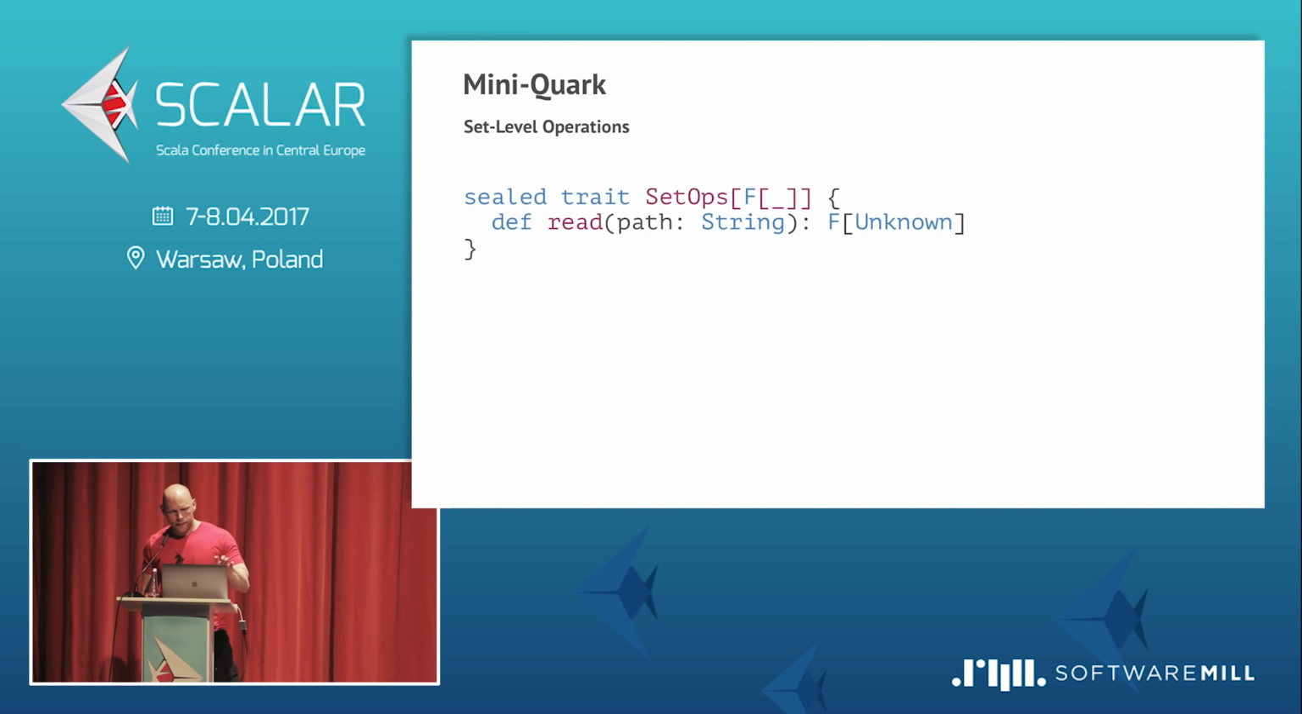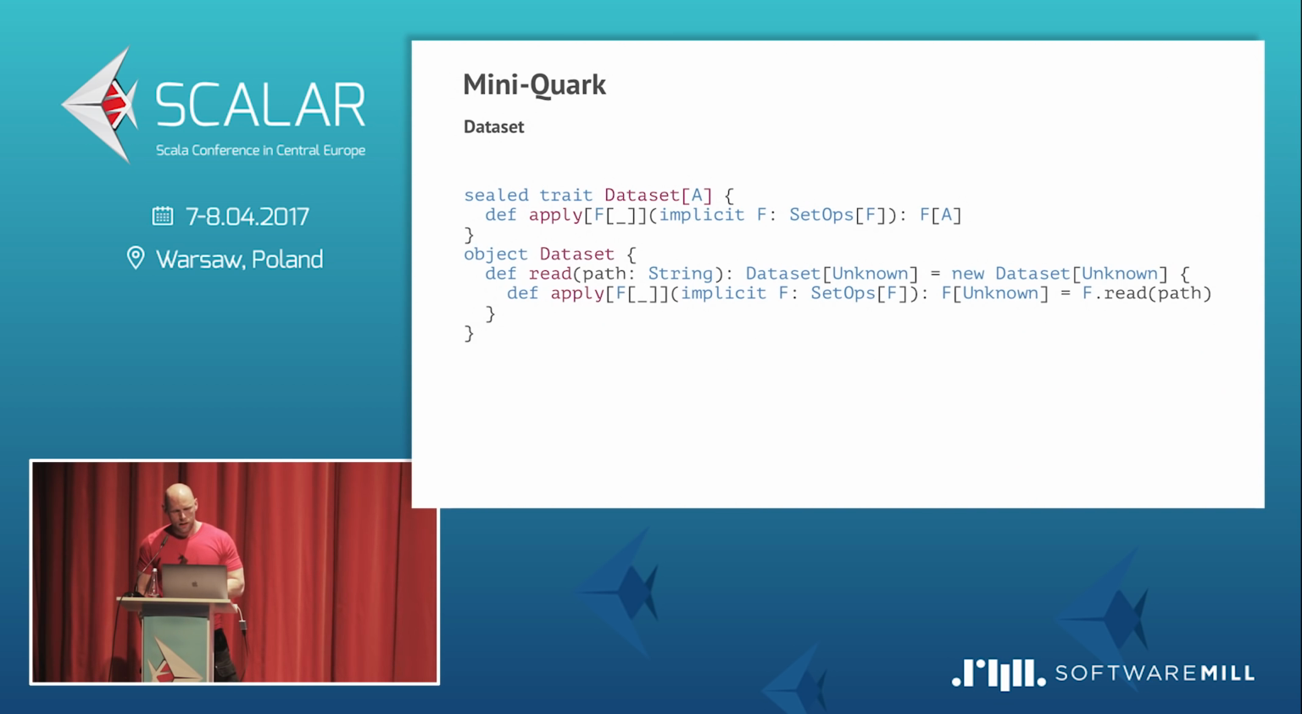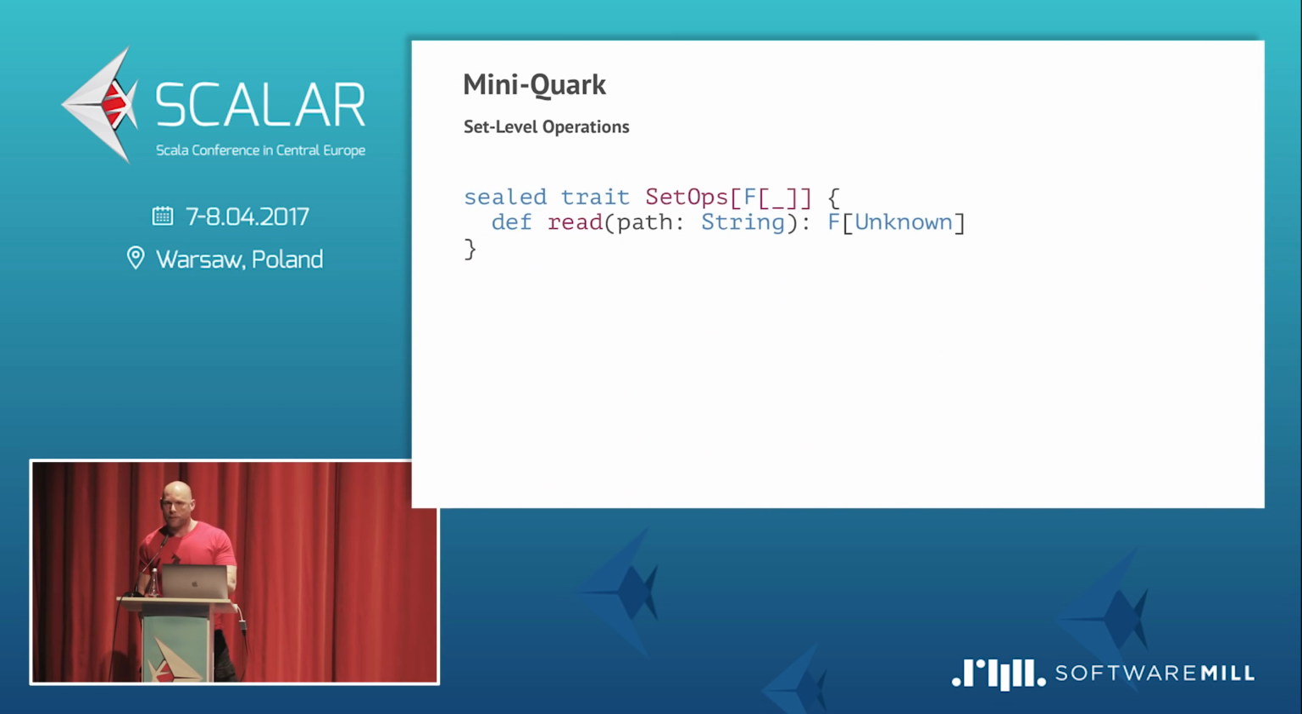And now we're going to define our set level operations. This is part of our DSL that defines all the things we can do on a set. And we'll start out with a single operation here called read that says if you read from this path, you're going to get back an F. Remember, we're polymorphic in the type of representation here. So F is the representation for a set of unknown elements. This is a set of unknown elements. And based on this simple definition of setops, the first thing we need to be able to do is read.